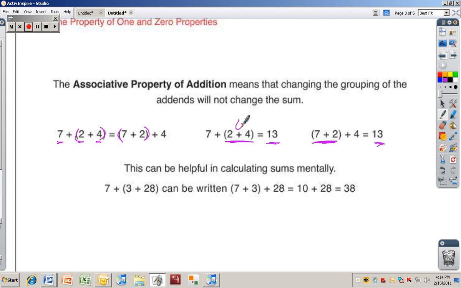Everybody write 6 right up here. 7 plus 6 is 13. Everybody write a 9 up here. 9 plus 4 is equal to 13. This can be helpful in calculating sums mentally.